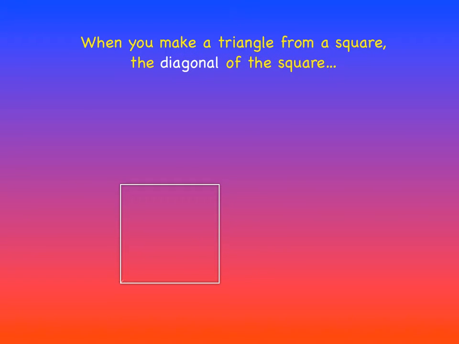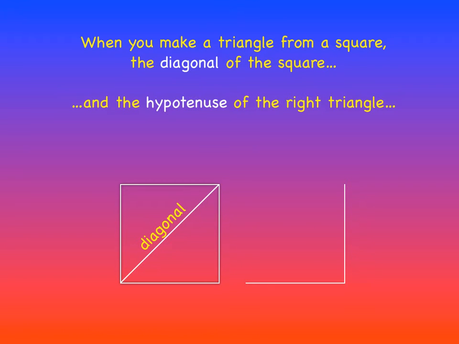When you make a triangle from a square, the diagonal of the square and the hypotenuse of the right triangle are the same line.